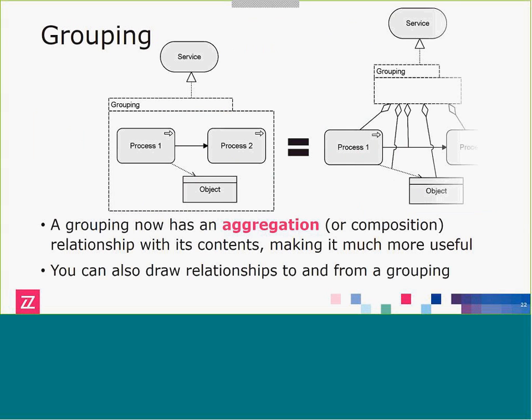You can do that. And now we have actual semantics for the grouping concept. Grouping used to be just a graphical thing. It didn't mean anything. It didn't bind the stuff inside it. It was just a graphical notation. But now you can use it much more effectively. You can put things inside it that are really aggregated by the grouping and you draw relationships to and from the grouping. So in this case, you see that this grouping really aggregates a number of processes and an object and together they realize a service.